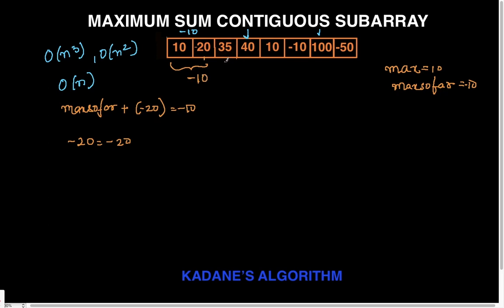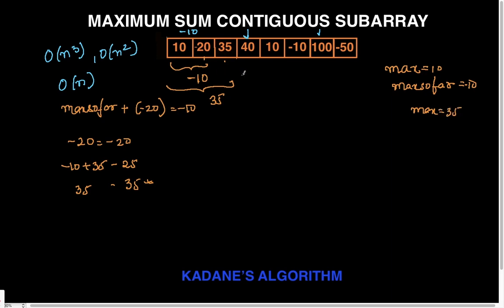Now we come here. Again we have two options. It's either going to be minus 10 plus 35 or just 35. So obviously minus 10 plus 35 gives me 25 and this gives me 35. So I'll just use 35, right? So my max so far becomes 35, right? Now we check this 35 and compare it with max. Obviously 35 is greater, so we update our max to 35, right?